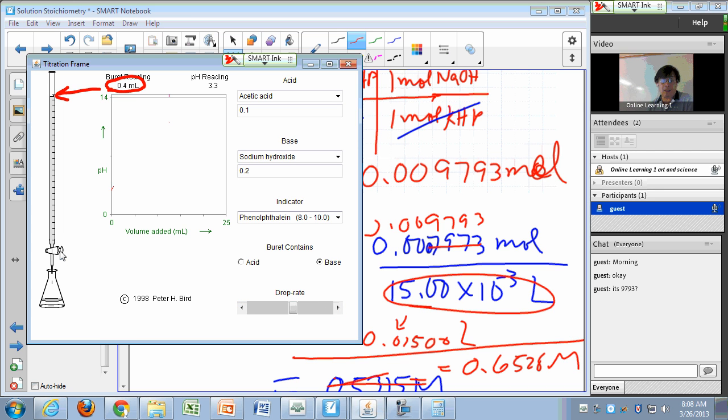Click on this. And I'm going to stop it as soon as it turns pink. I'm going to see a rapid rise in the pH, and my indicator is going to turn pink when I reach the end point.